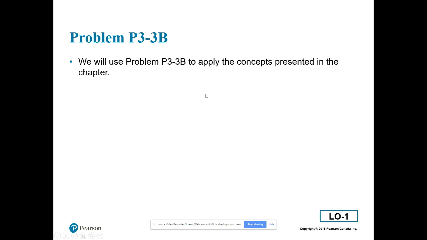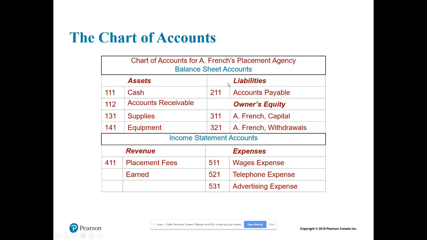On page 131 of the text, there are some different entries. I'm going to go through these pretty quickly, but hopefully you get an idea of what's going on. We'll be using this chart of accounts, with the same numbering conventions as before: assets are the 100s, liabilities are the 200s, equities are the 300s, revenues are the 400s, expenses are the 500s. For the cash account, remember, increases are debits and decreases are credits. All the assets will act the same. So for accounts receivable, increases are debits, decreases are credits.